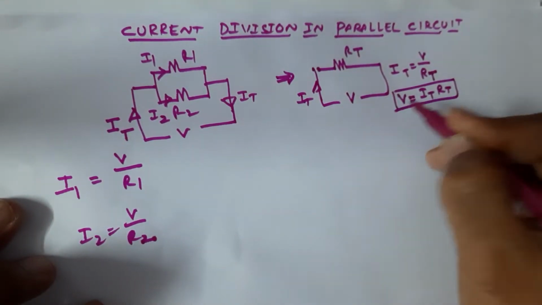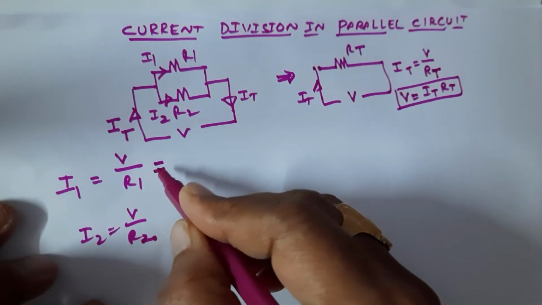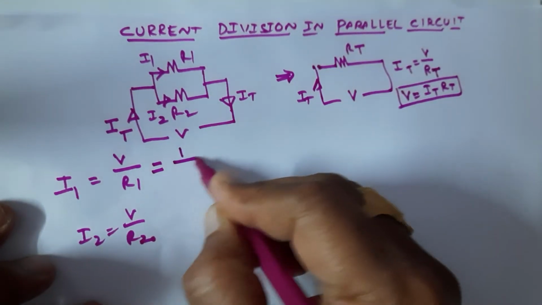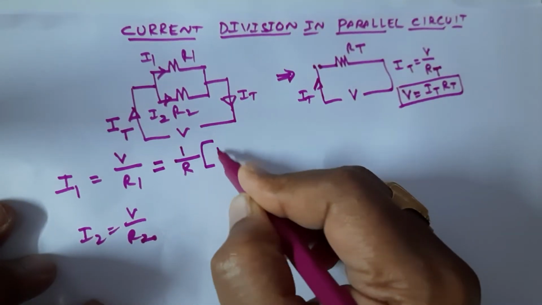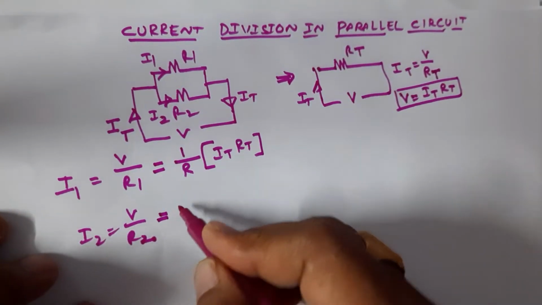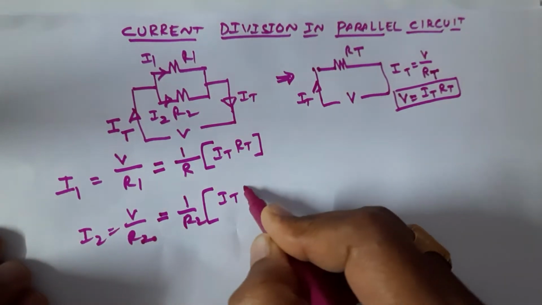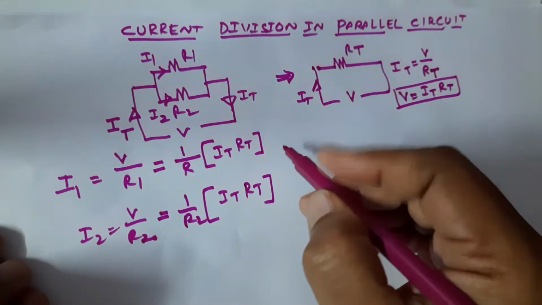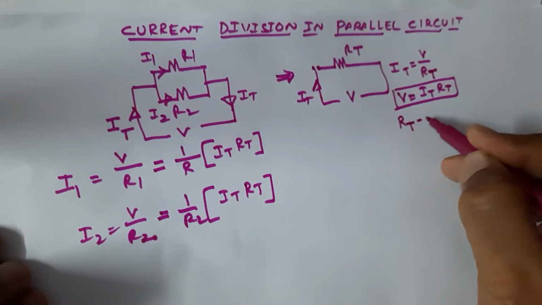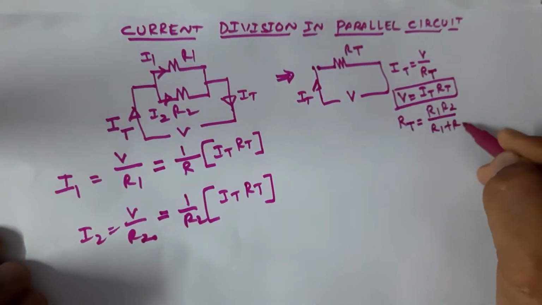Now, in order to express the value of I1 in terms of total current, we will use the value of V as I total R total. That is 1 by R1 multiplied by I total R total. Similarly, here I2 value is 1 by R2 I total R total. And we also know that the value of total resistance in a parallel circuit is given by product of two resistances by sum of two resistances.